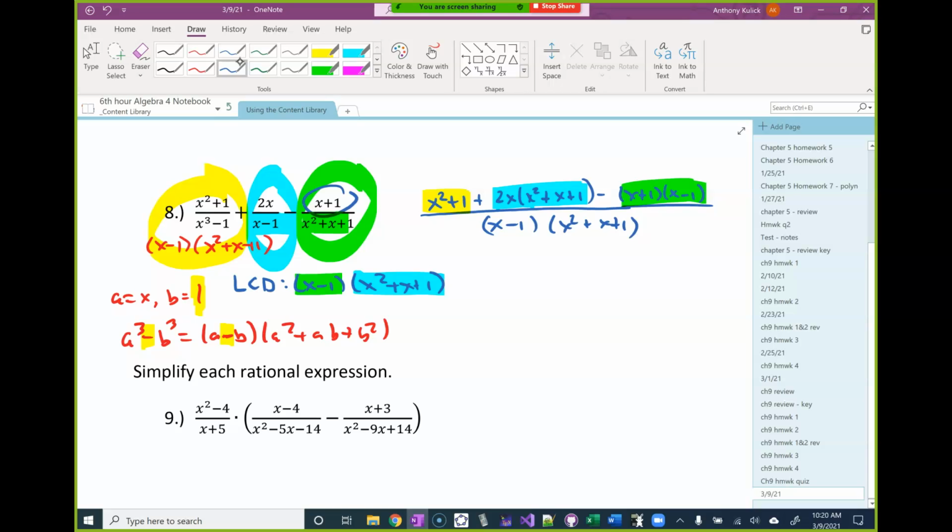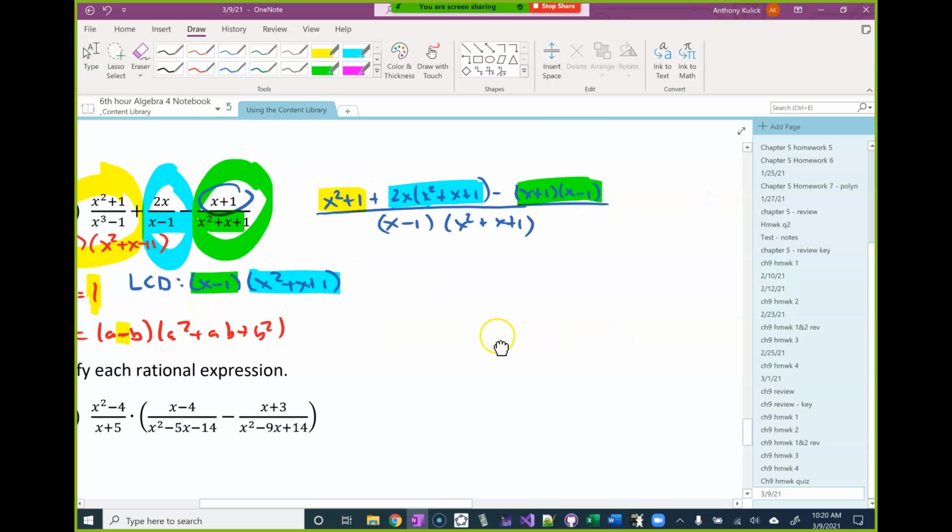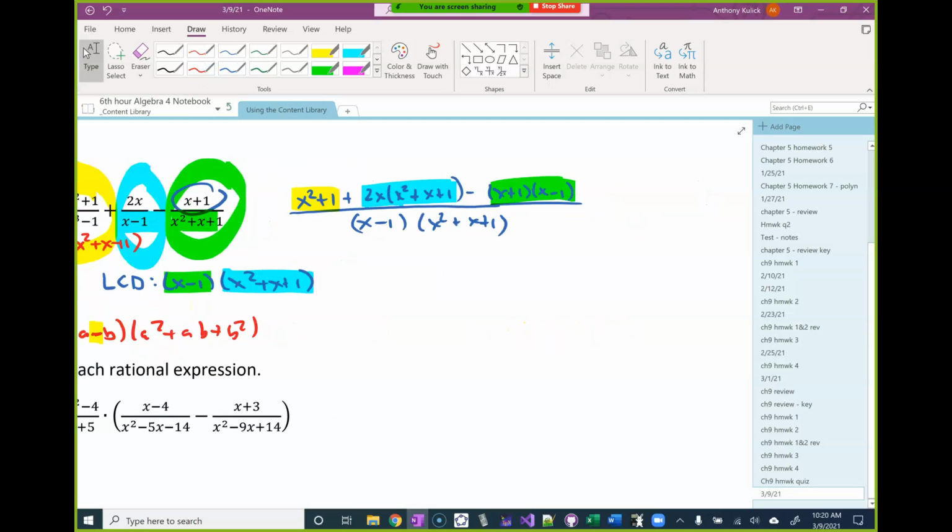So that's a place where I would say the majority of students forget to distribute that negative. It's a very easy mistake to make. I'm warning you how easy it is right now, so that hopefully come test time, if you have to distribute a negative, you don't forget to do that. It's on the subtraction problems where you have to worry about that.